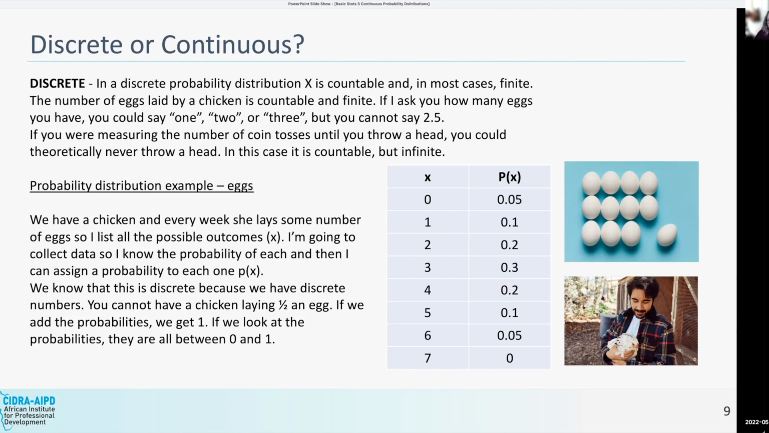Now, we know it's discrete because we have discrete numbers. Like I said, you can't have a chicken laying half of an egg, or a third of an egg or anything like that. It's always going to be these whole numbers. And thinking about what we saw on the previous slide, we were talking about if we add all the probabilities, we would get 1. Now we look at this chart I've written here. If you add all of those probabilities, you're going to get 1. Try it out. And if we look at all the probabilities, we're going to see also that they're all between 0 and 1. So it is consistent with the information we saw on the previous slide.